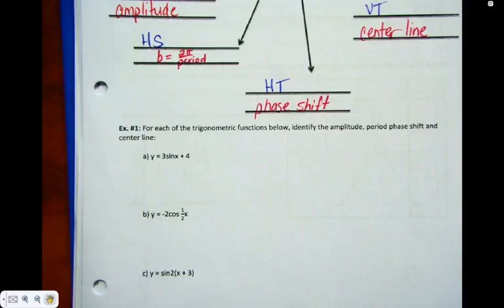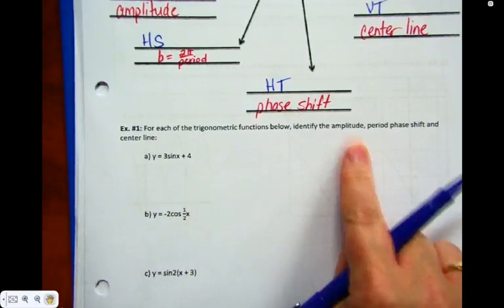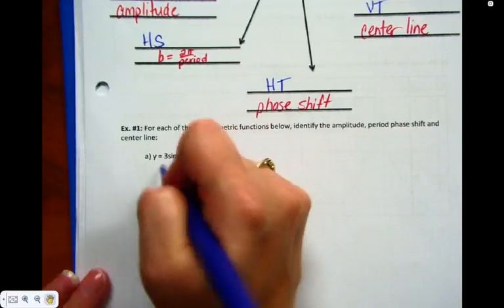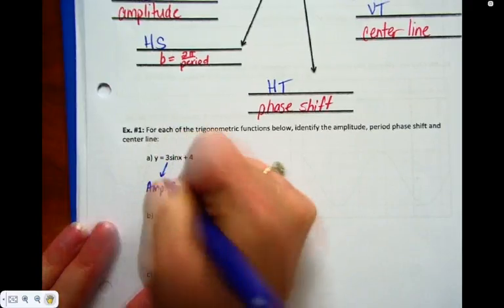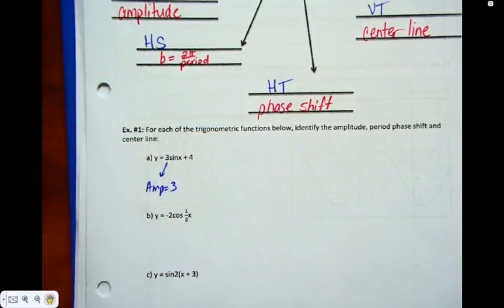Okay, so first one is 3 sine x plus 4. How do you know this is a sinusoidal equation? It's got a sine or a cos in it. The minute you see a sine or cos, it falls under the category of sinusoidal equations. So we're going to identify the amplitude, the period, the phase shift, the center line. Number in front, that's always the amplitude. So we say the amplitude equals 3 units.